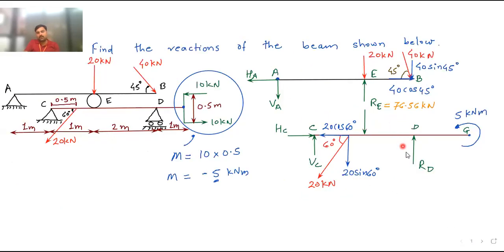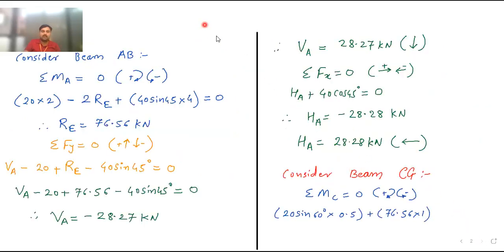Again, you can see now RD. RD is moving upward. The distance between C point and D point, from C to D, is 1 plus 2, 3 meters. So it is minus 3 RD because it is moving upward, so it will rotate in anti-clockwise direction. So it is minus 3 RD.